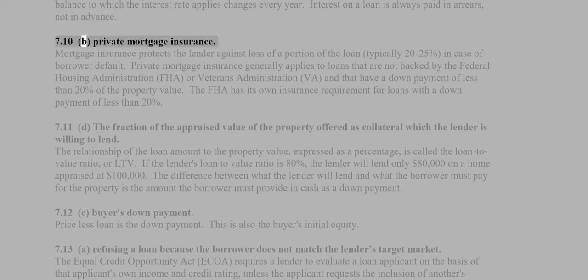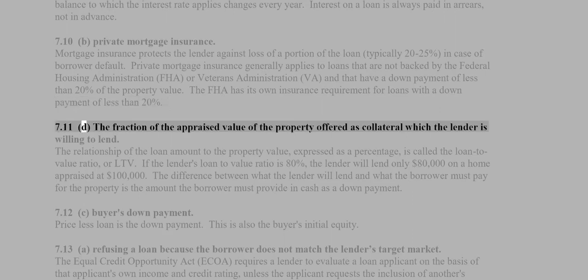7.10 b. Private mortgage insurance. Mortgage insurance protects the lender against loss of a portion of the loan, typically 20 to 25%, in case of borrower default. Private mortgage insurance generally applies to loans that are not backed by the Federal Housing Administration, FHA, or Veterans Administration, VA, and that have a down payment of less than 20% of the property value. The FHA has its own insurance requirement for loans with a down payment of less than 20%.